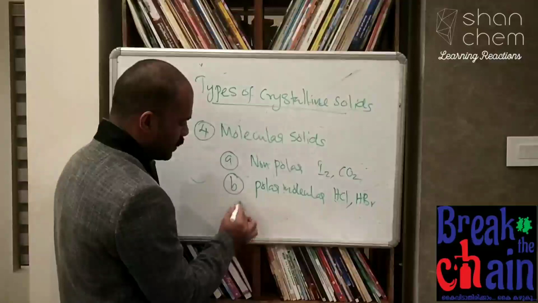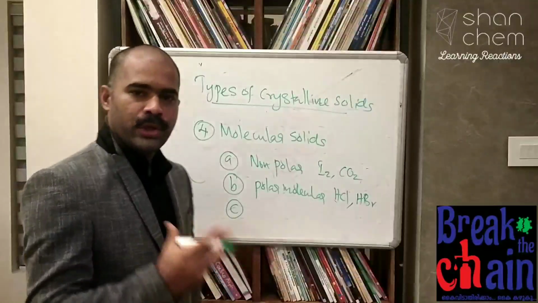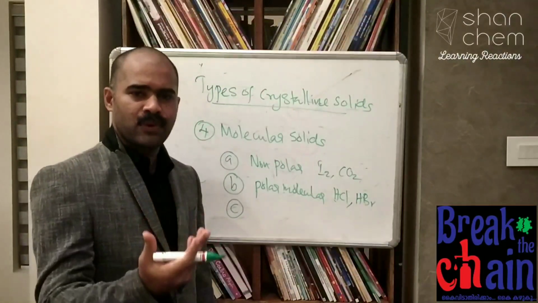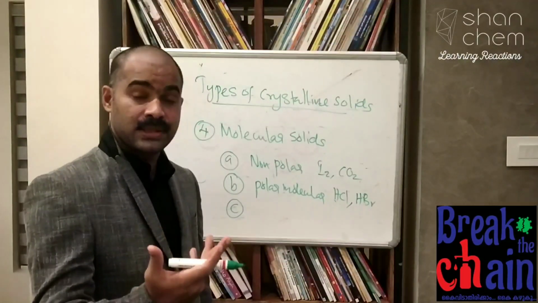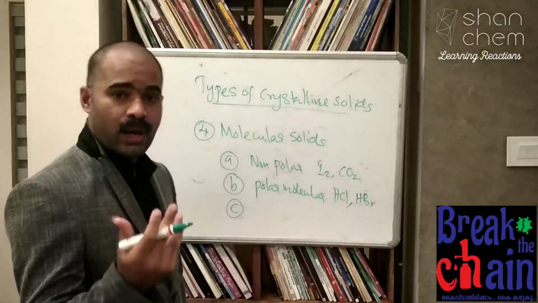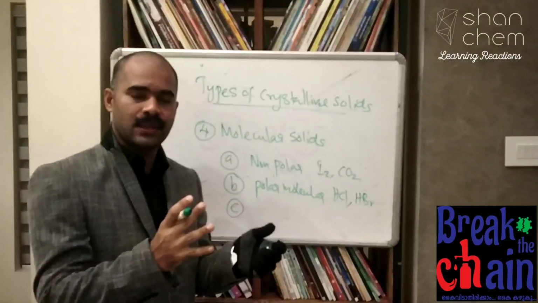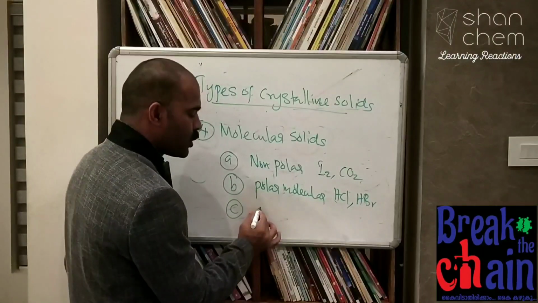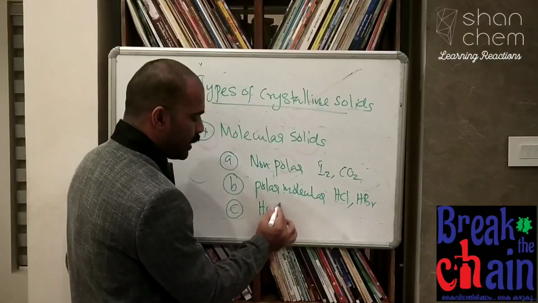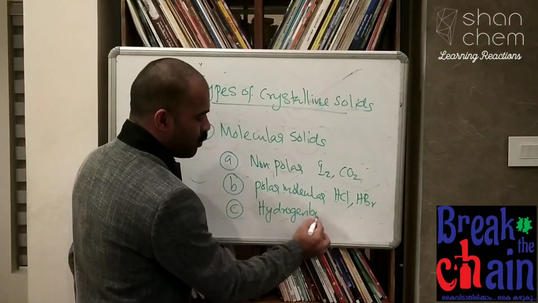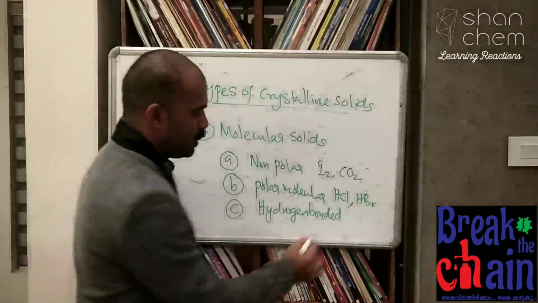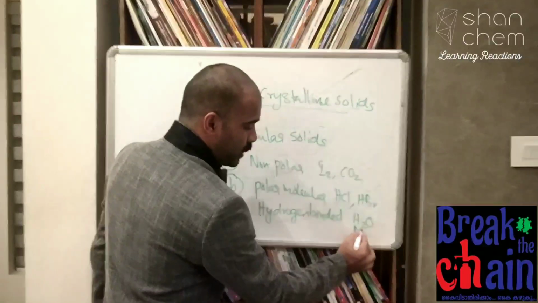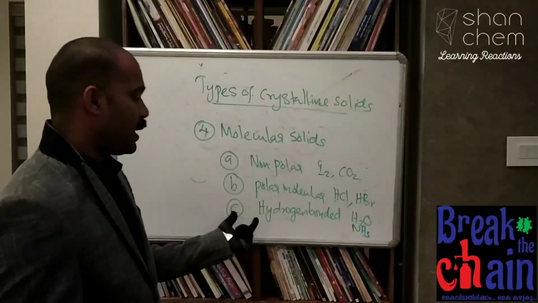Then the third one. In some molecules, the force is a special type of polar force, that is the hydrogen bond. In ice, there is an intermolecular force among the water molecules. That force is the hydrogen bond. Such solids are called hydrogen bonded molecular solids. Example: simple ice, H2O. Then another one is NH3. They are called hydrogen bonded molecular solids.